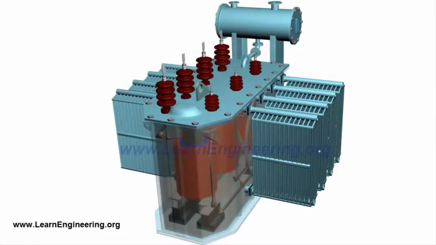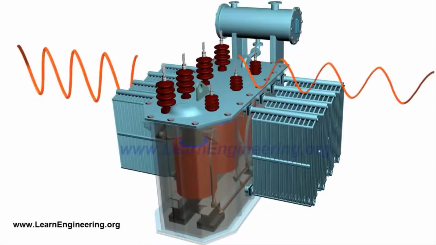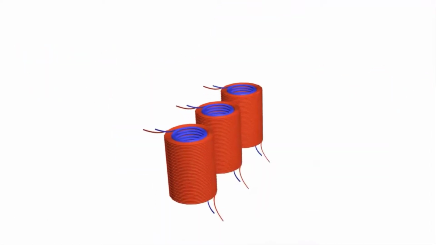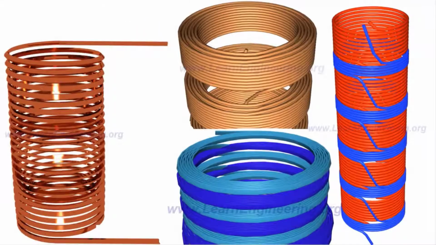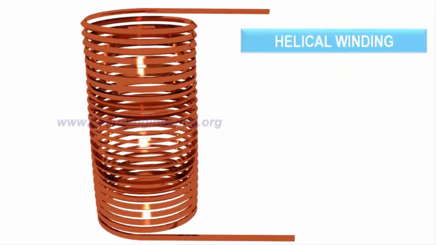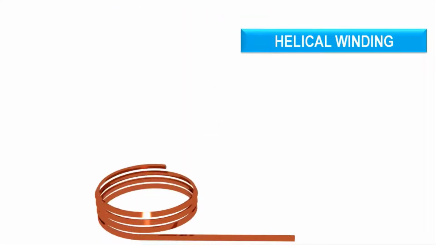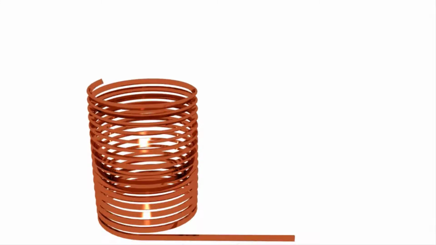Transformer windings transform electrical power of one voltage to another voltage. In this way, they act as the heart of the transformer. Depending upon the power rating and application of the transformer, different types of windings are employed. One of the most commonly used winding methods is helical type. Helical windings are shaped into a helix and are usually used in low voltage windings.